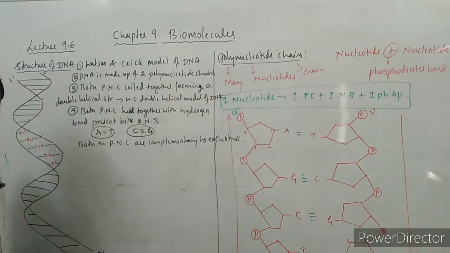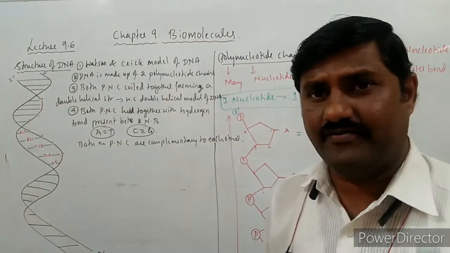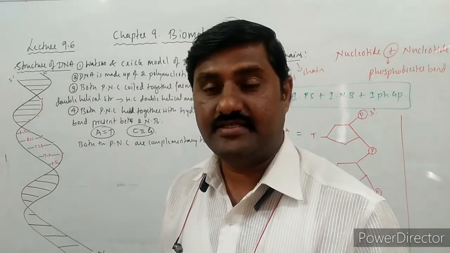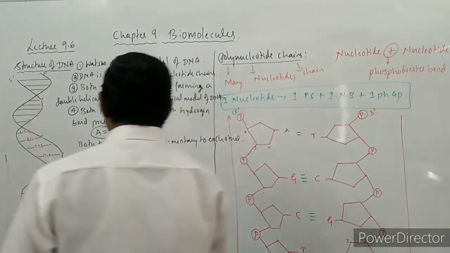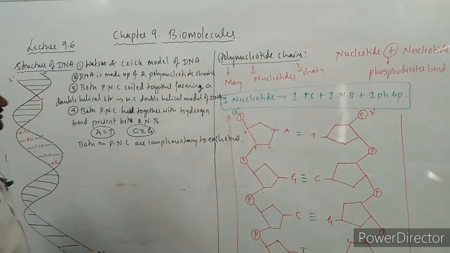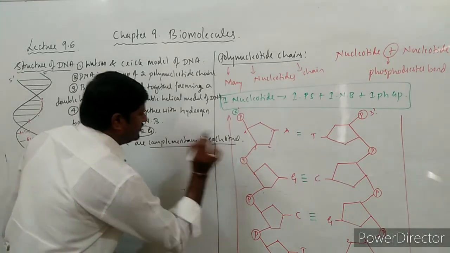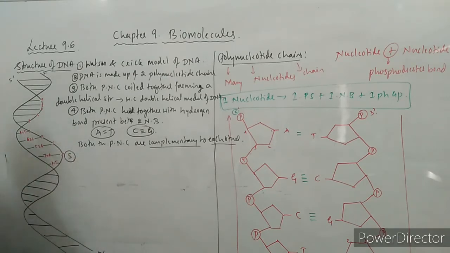I have already mentioned this one. Both are complementary to each other. Why? Because A always combines with T, and in the same way, G always combines with C. Right? So this is why we say that both are complementary to each other. Point to be noted over here.